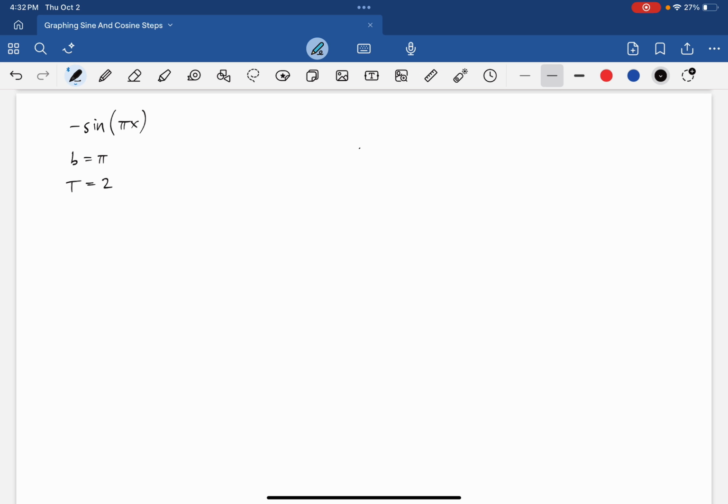And so what I'm going to do is do my graph and draw my maximum and my minimum. I'm not going to draw the lines this time, but you know where they would be. And then I'm going to do the same thing. I'm going to go one period to the right and one period to the left. And since I know that the period is 2, this tick mark is going to be 2, and this will be -2. And then I'm going to draw the quarter period tick marks.